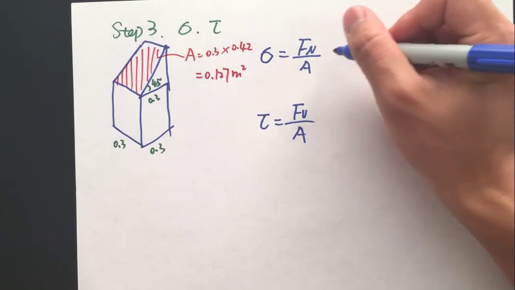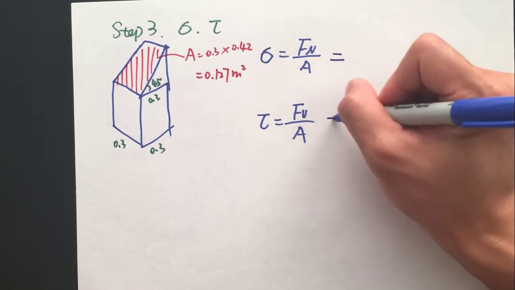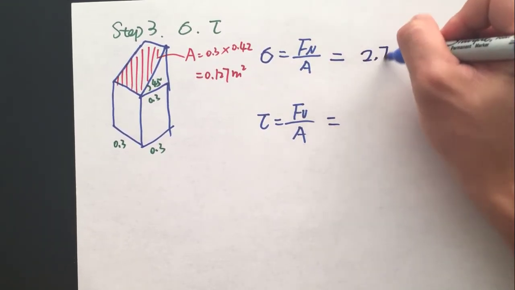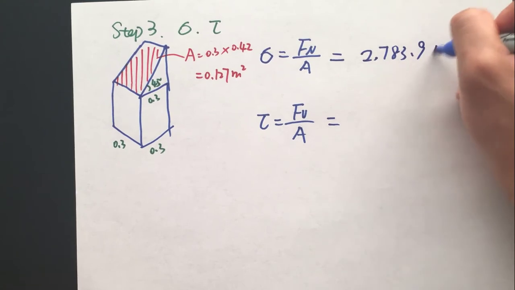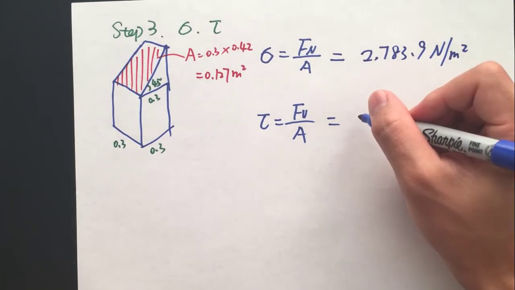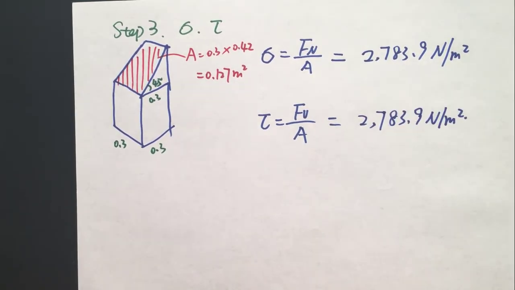Therefore, we can find our shear stress and normal stress. Here we get 2783.9 Newton per meter square. For the shear stress, we have this. So here is how we find the normal stress and shear stress.